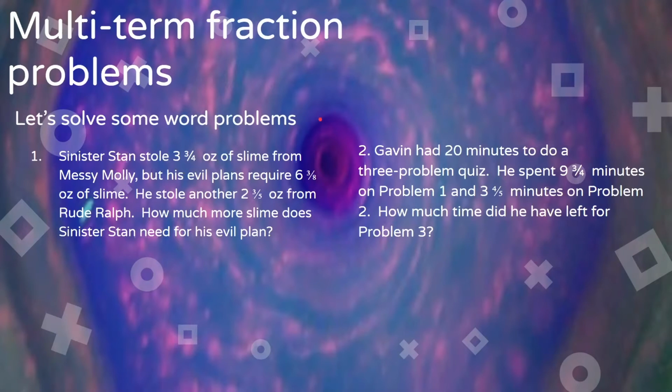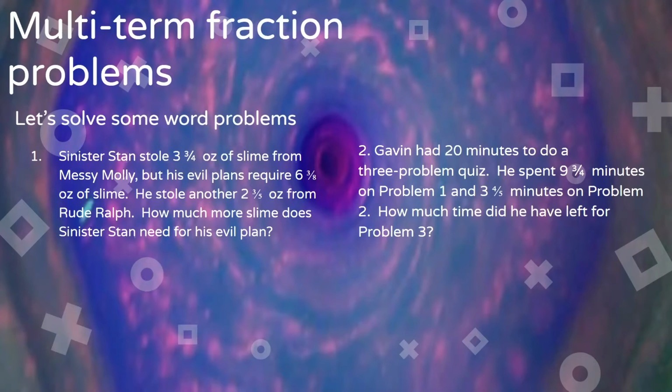I believe I have 4 problems here. Yes, we'll start with number one. Sinister Stan stole 3 3/4 ounces of slime from Messy Molly, but his evil plans require 6 3/8 ounces of slime. He stole another 2 3/5 ounces from Rude Ralph. How much more slime does Sinister Stan need for his evil plan?